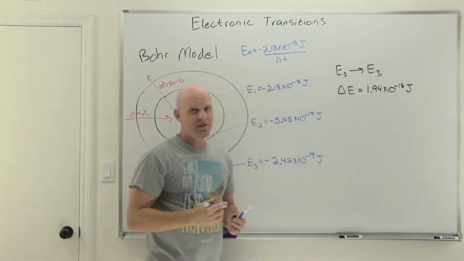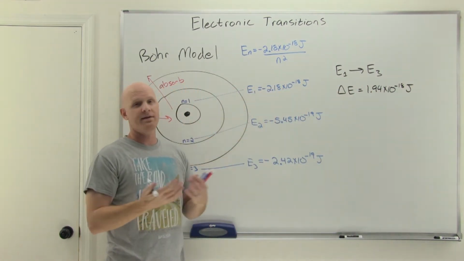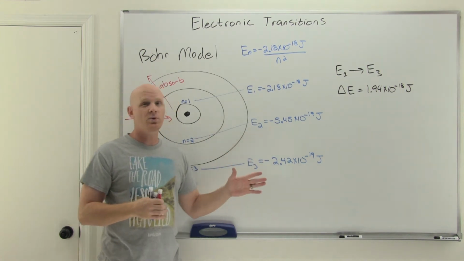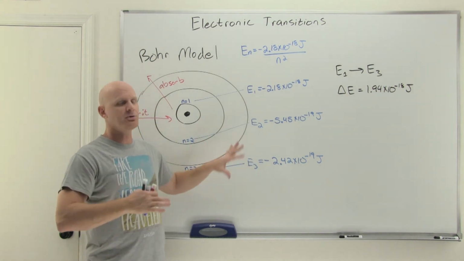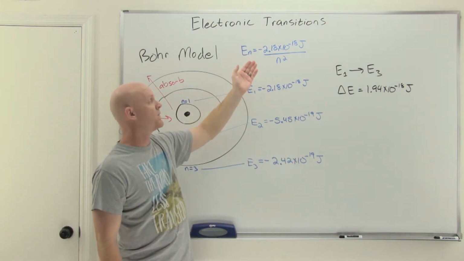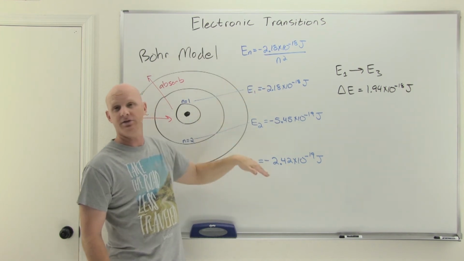Cool. And again, we could go from 1 to 2, 1 to 3, 1 to 4, we can go from 2 to 3, 2 to 4, 2 to 5, any different possible combination we want. But we have a very simple way of calculating the energy from where it starts and where it ends up, and then calculating the difference between the two.